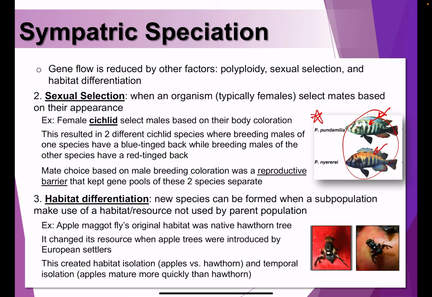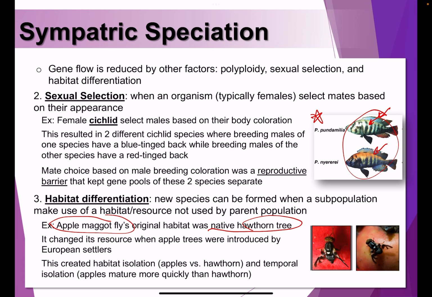For example, we already talked about this earlier. Apple maggot flies' original habitat was native hawthorn trees, and they changed their resource when apple trees were introduced by European settlers. Back in the day, they only had hawthorn trees, so these flies would only feed on hawthorn trees. But eventually, when apple trees were introduced, these flies were like, ooh, new source of food. So now they fly over to the apple tree side and mainly feed on apples. This, in a sense, has created habitat isolation.